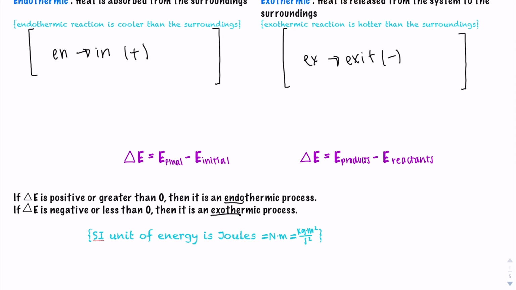An important note to make is the SI unit of energy is joules, which is equal to newtons times meters, which is also equal to kilograms times meters squared over seconds squared.